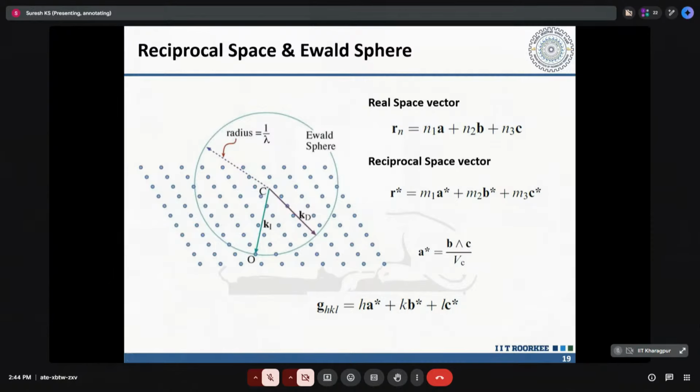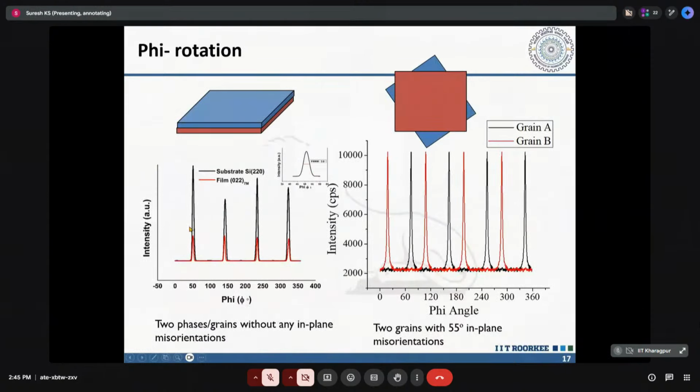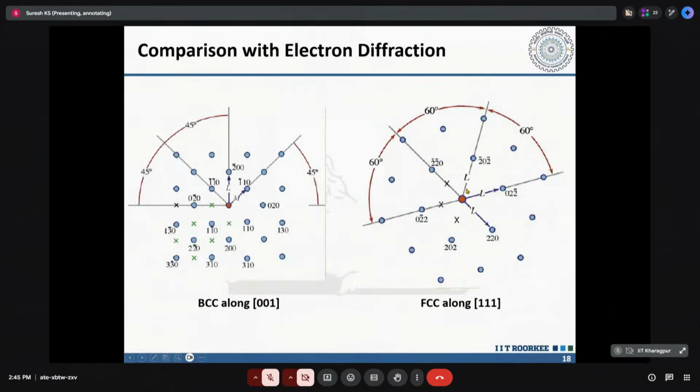Now when we have constructed this, all the points in the reciprocal space which are intersected by this Ewald sphere are going to give the diffraction peaks. That is what is going to happen when we are rotating along the phi axis. That's why you get 4 peaks for 4-fold symmetry, and for a 3-fold symmetry, because of the inversion, instead of 3 spots you are going to get 6 different spots.